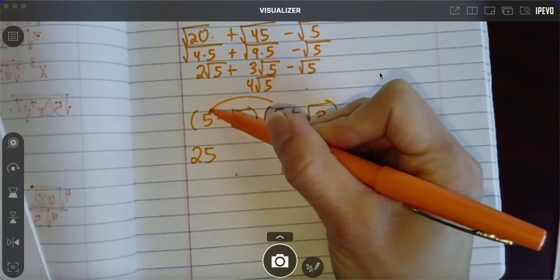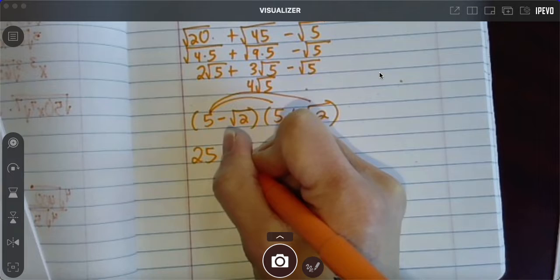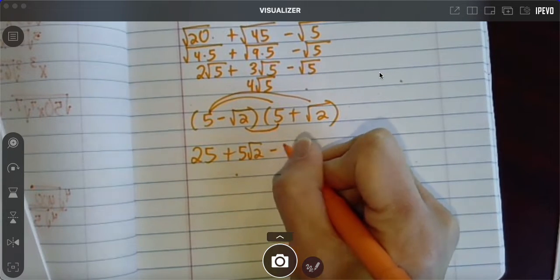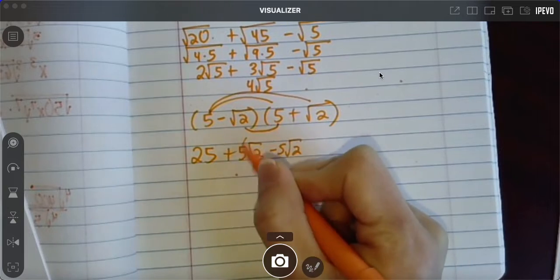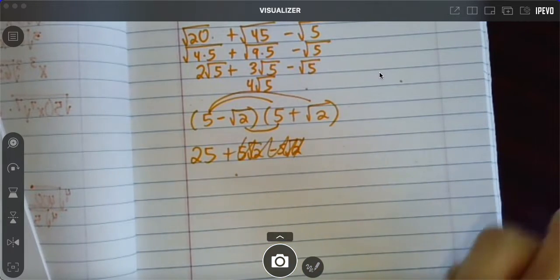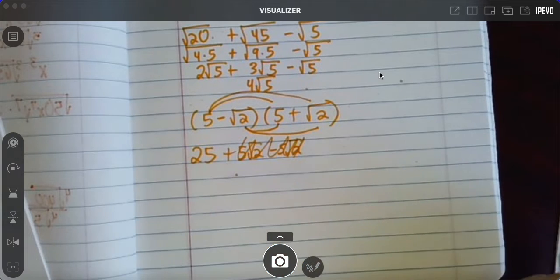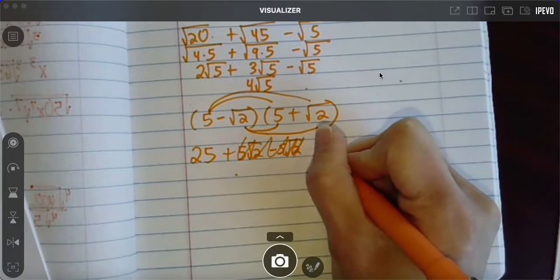And this, I'll just go ahead and do this. That's 5 square root of 2. And what's this one going to be? Negative 5 square root of 2. So what happens to those? That's what a conjugate is. They went away.